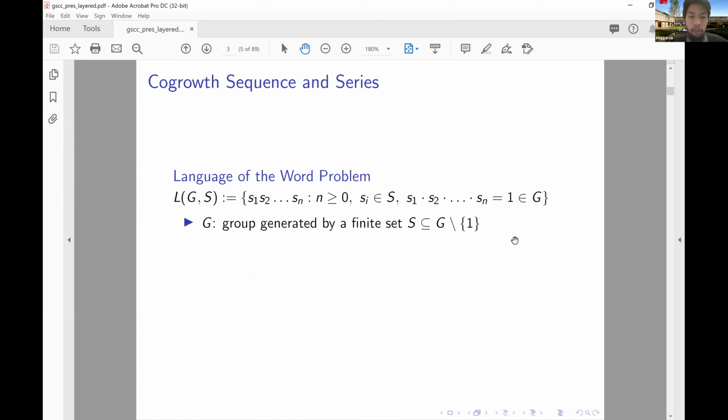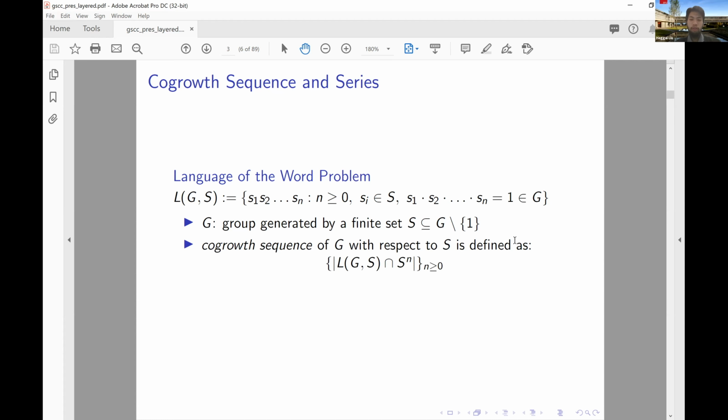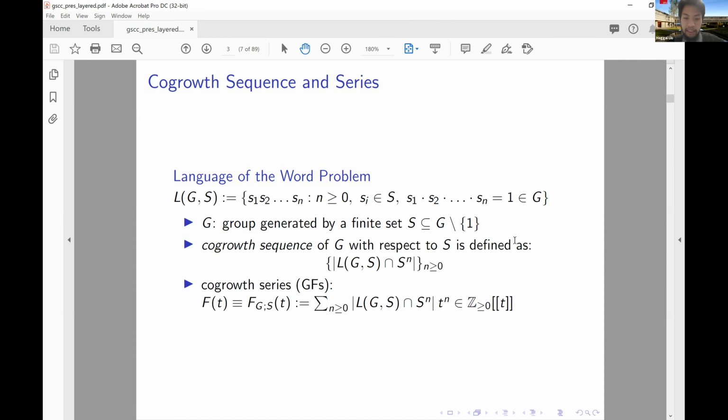So what's a Cogrowth? Again, let's take G to be a finitely generated group with a finite generating set S, but it shouldn't contain the identity element. Here we define a Cogrowth sequence of the group G with respect to S as the counting sequence of our language, which counts how many words of length n are in our language. Its associated generating function is called the Cogrowth series.